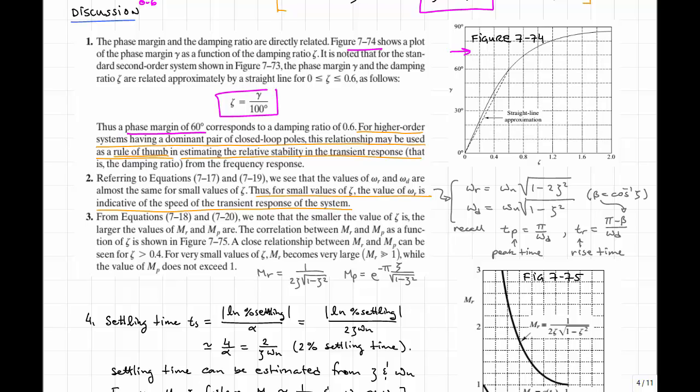Phase margin of 60 degrees specifically corresponds to a damping ratio of 0.6. That's a useful number to remember. For higher order systems having a dominant pair of closed loop poles, this relationship may be used as a rule of thumb in estimating the relative stability in the transient response.